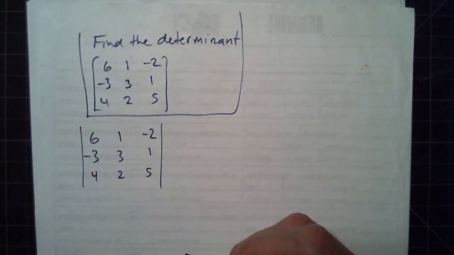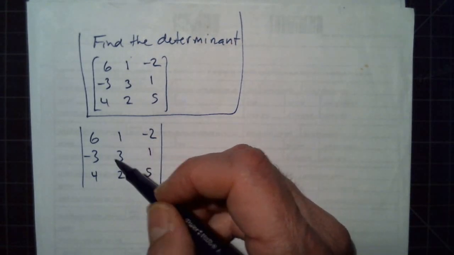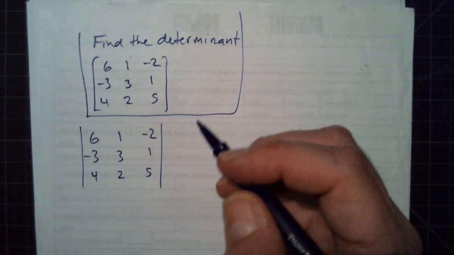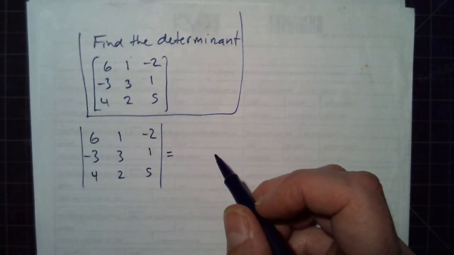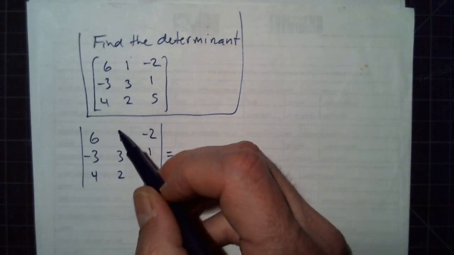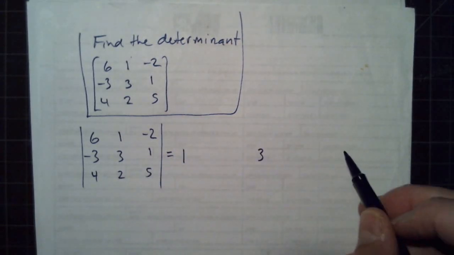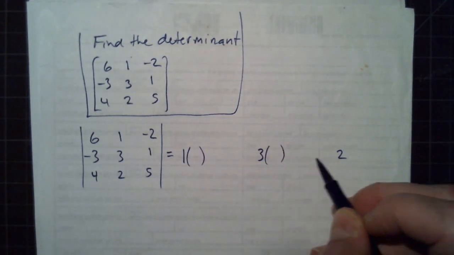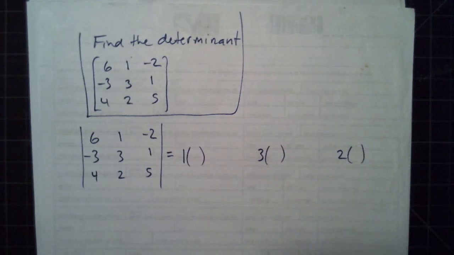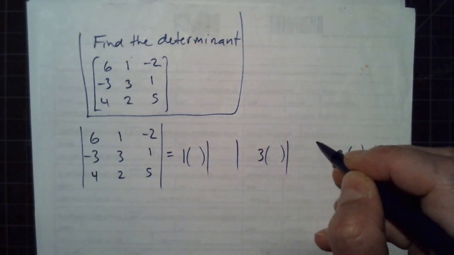And I'm going to use the middle column. You'd probably use the top row, and I'll just show you that it doesn't matter which row or column you use. So I'm going to use the middle column. 1, 3, 2. We're going to multiply that times the place sign, and then we'll multiply that times the minor.